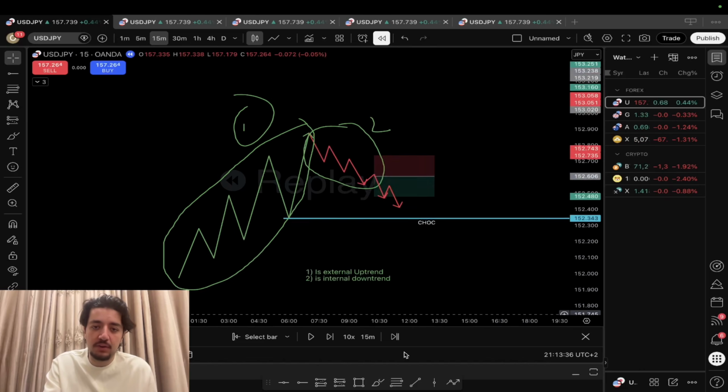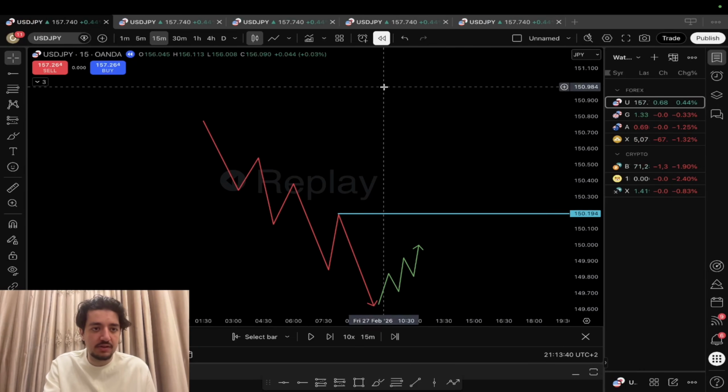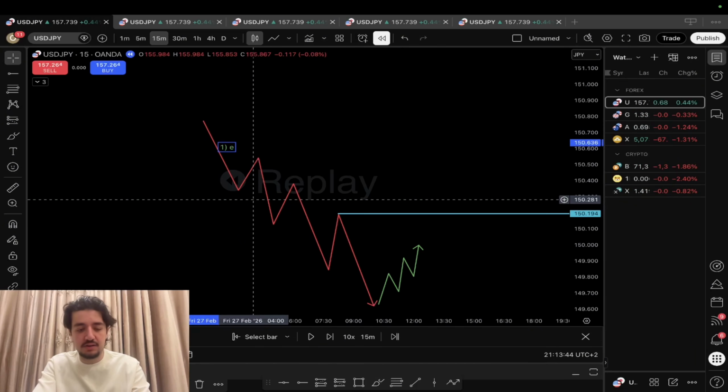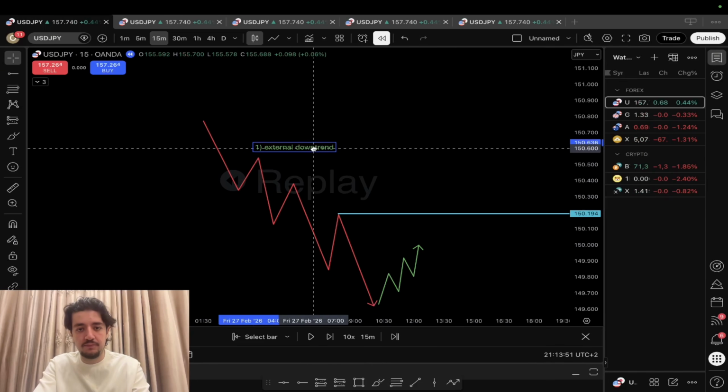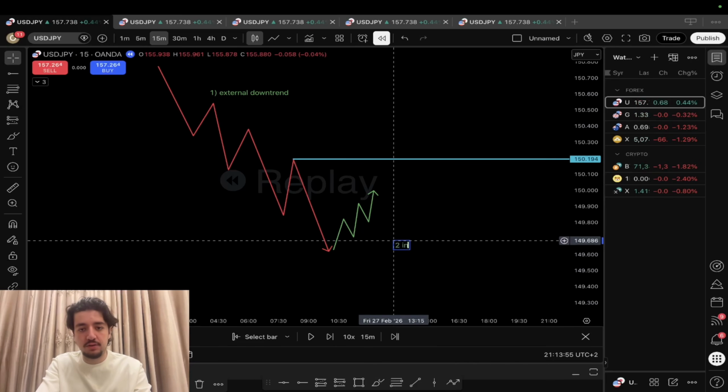Let me try to find a quick example. Let me just write it down as well in case you want to take a picture. 1, external downtrend. 2, internal uptrend.